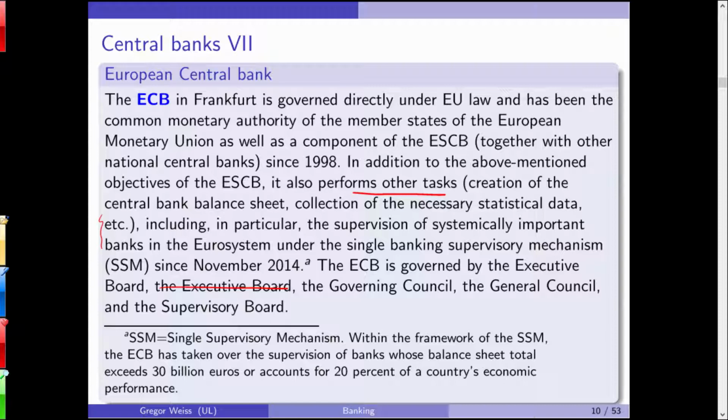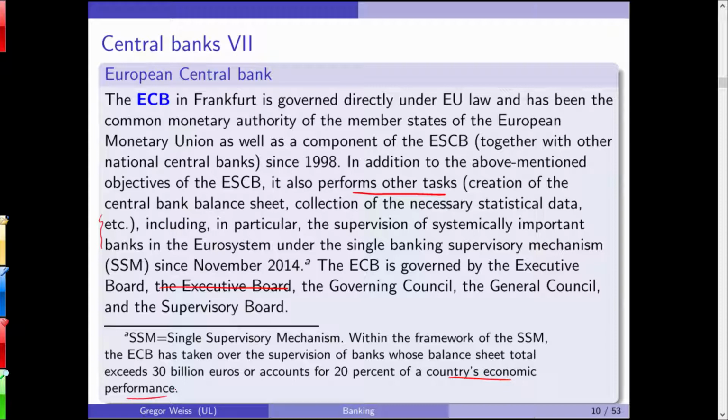The supervision of the systemically relevant banks is part of the so-called SSM, the Single Supervisory Mechanism. And within the framework of the SSM, which was installed after the euro crisis, or at the start of the euro crisis, the ECB was allowed to take over the supervision of banks whose balance sheet total exceeds either 30 billion euros or accounts for 20% of a country's economic performance.